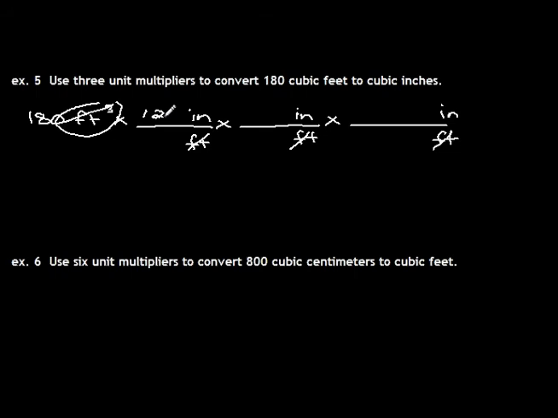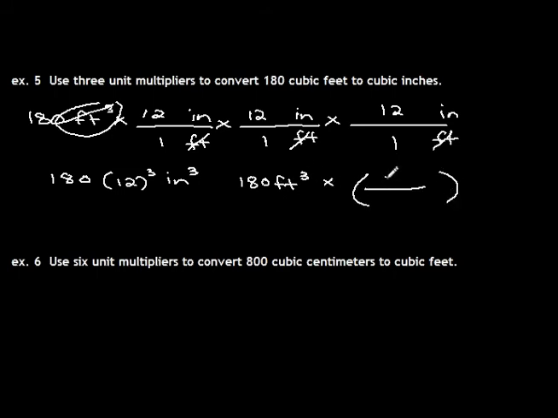You have 12 inches in 1 foot, 12 inches in 1 foot, 12 inches in 1 foot. So you're going to get 180 times 12 cubed inches cubed. And the book leaves it just like that. The other way you can do it is you can say 180 feet cubed, and then you could do your 12 inches over 1 foot cubed like that. And it will work out the same way. Let's try one more of these.